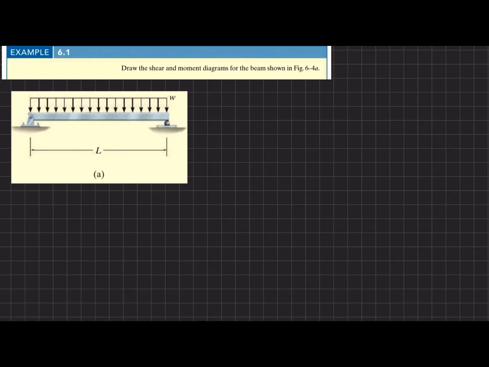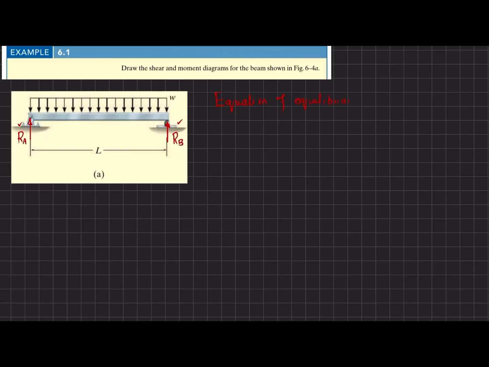So first step is that if we remove this support, there will be a reaction force. Let this be RA, and if we remove this roller support, we will have a reaction force that is represented as RB. So we'll find these reaction forces RA and RB by using equations of equilibrium.